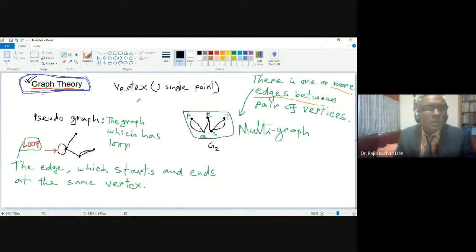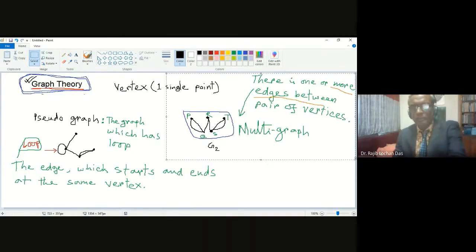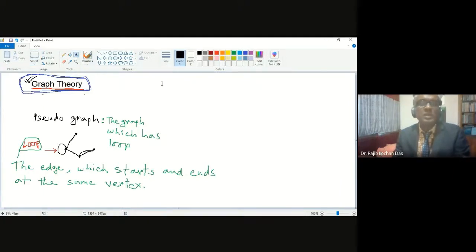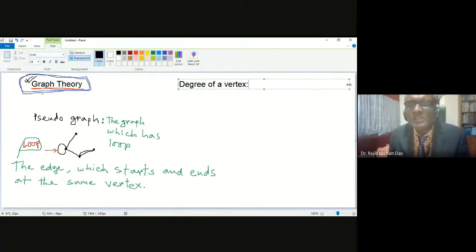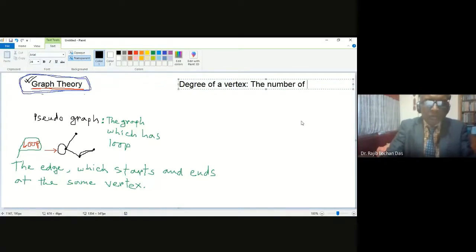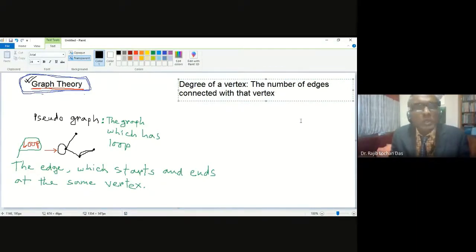Now I will tell you one more thing, which is called the handshaking theory of graph. Let me just write down the handshaking theory. Let me tell you another thing first, otherwise you cannot understand, which is called degree. Degree of a vertex. What is the degree of a vertex? The degree of a vertex is the number of edges connected with that vertex. There may be 5, 4, 7 vertices in one graph, and every vertex will have a degree.